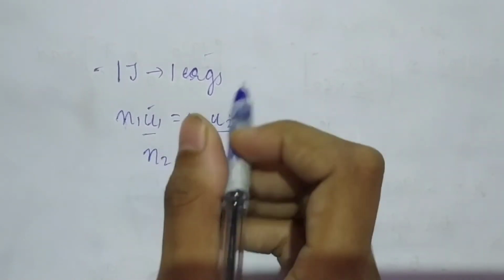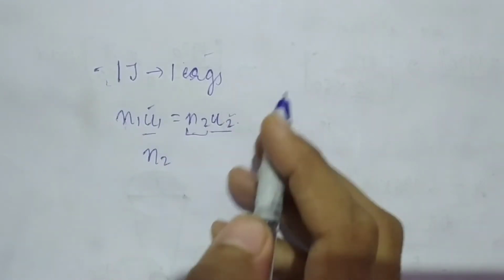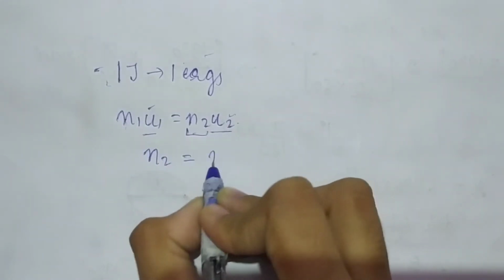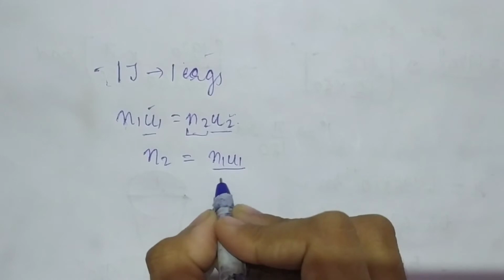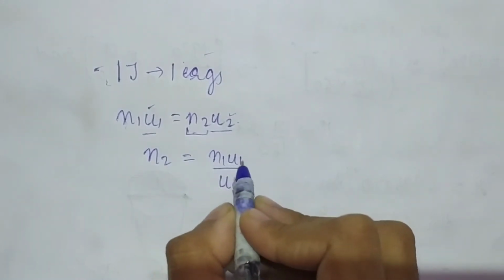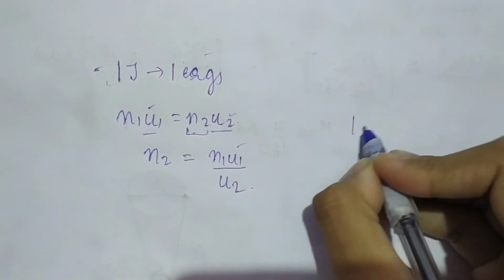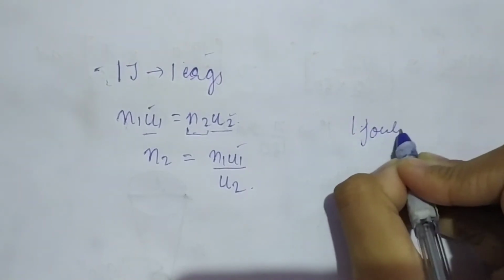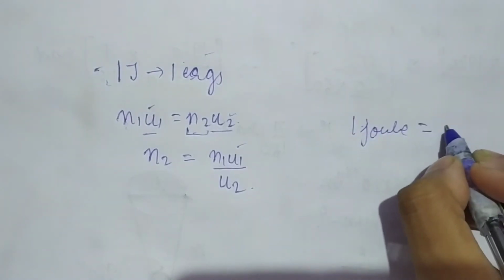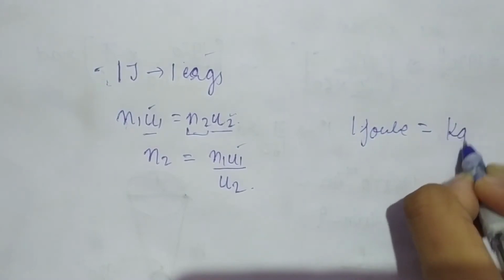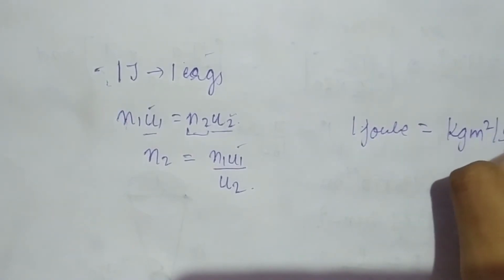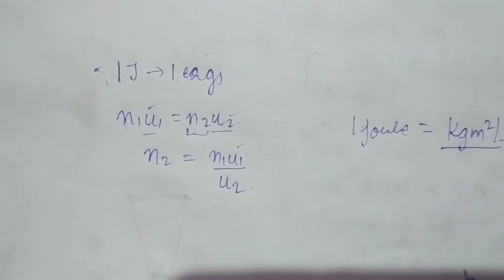Okay, that means 1 joule will be equal to how many ergs, that we have to find. So we can see n1 u1 divided by u2. We already know what u1 is. u1 is in terms of joule, so 1 joule is equal to kg meter square per second square. This is the dimensions of joule.